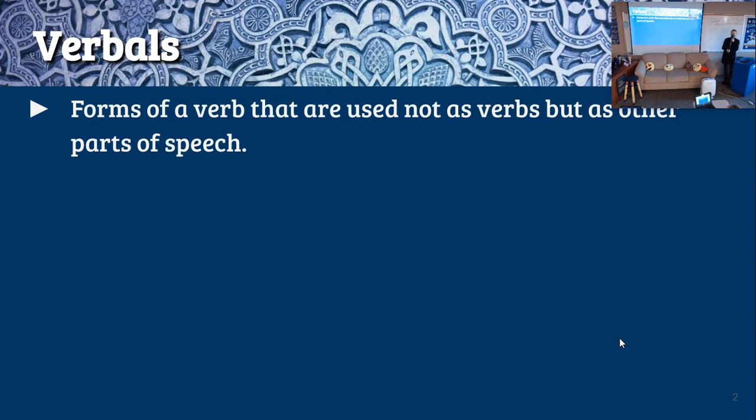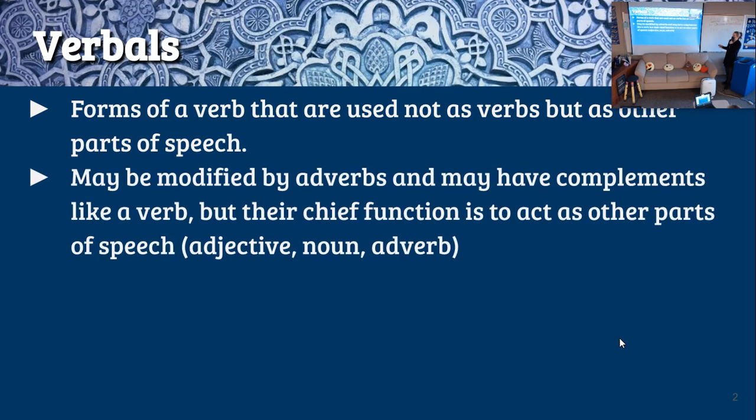Okay, so hopefully for some of you a lot of this will be review, but we're going to take it a little bit further than what you talked about. Many verbals are modified by adverbs. They may also have complements, just like a verb will have, but their chief function is to act as other parts of speech within a sentence. As we talk about the verbals, you'll see that they can function as adjectives, nouns, or adverbs within a sentence. They're never going to be functioning as a verb. That's what's unique about verbals: they look like a verb, but they don't function like a verb.